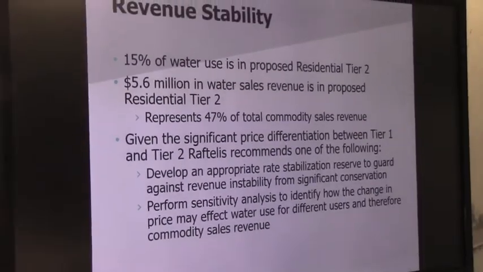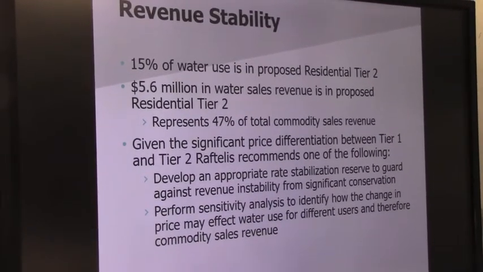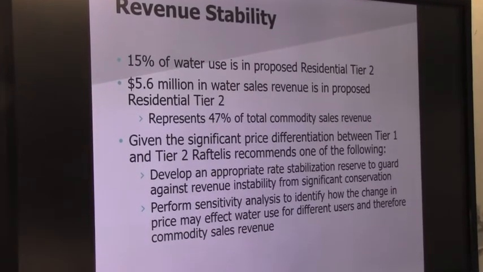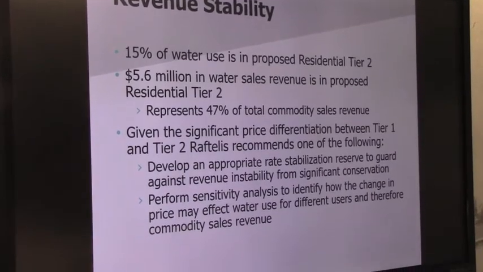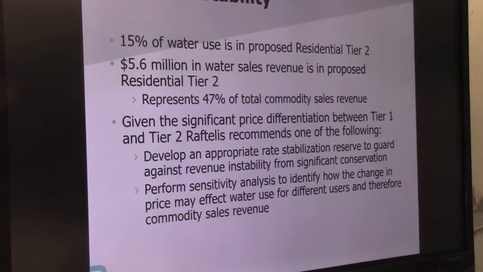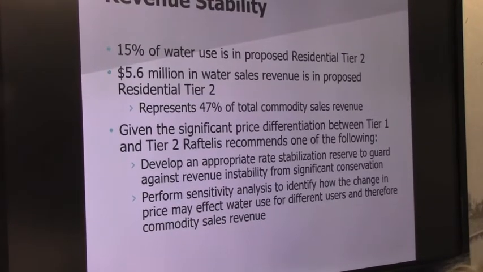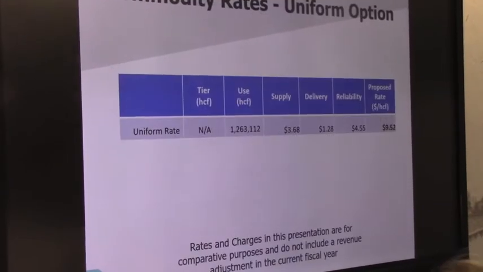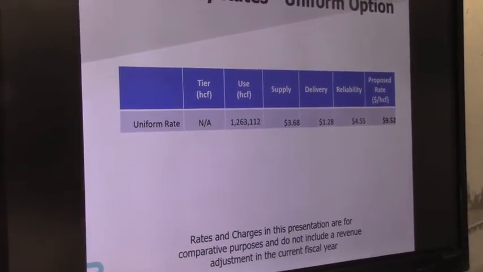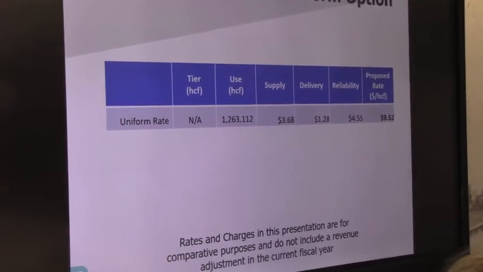So in terms of revenue stability, Raftelis is making a couple of recommendations. Maybe up the rate stabilization reserve is one of their recommendations. The other one is to perform a sensitivity analysis to see what kind of customer shift in behavior we get with that bright line in the sand, so to speak. So it's interesting, like I said, it's very preliminary at this point. It's the board's first look at it. And then the board will provide their input, and Raftelis will go back and make any revisions.